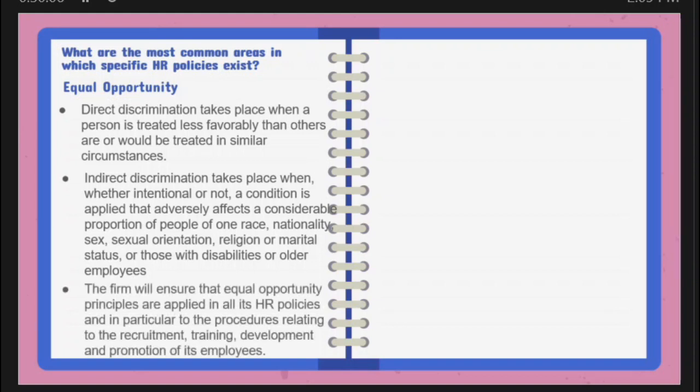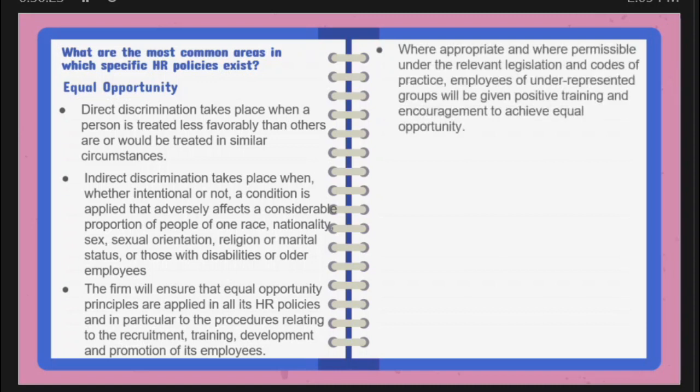The firm will ensure that equal opportunity principles are applied in all its HR policies and in particular to procedures relating to the recruitment, training, development, and promotion of its employees. Where appropriate and where permissible under the relevant legislation and codes of practice, employees of underrepresented groups will be given positive training and encouraged to achieve equal opportunity.